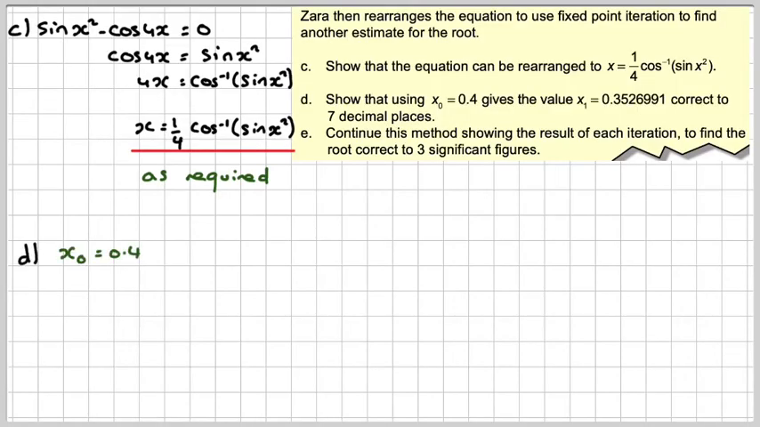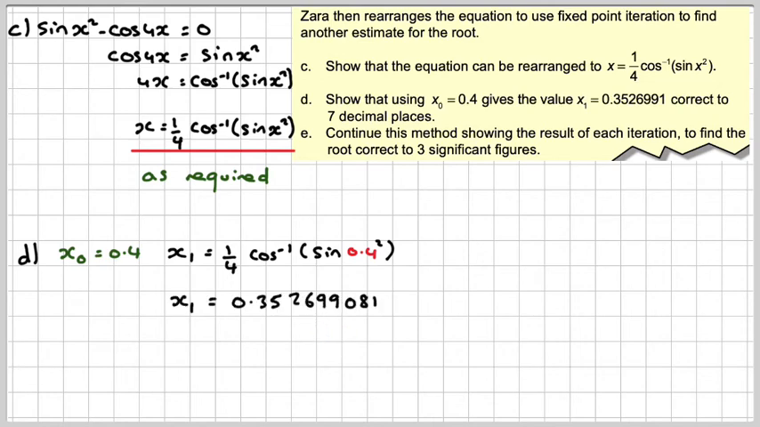So x0 is 0.4, so x1 will be a quarter cos to the minus 1 of sine of 0.4 squared, which will give the value of x1. Now you need to continue that to get the answer to three significant figures.